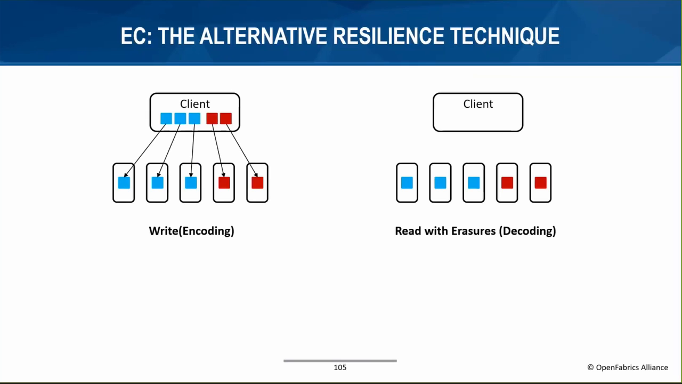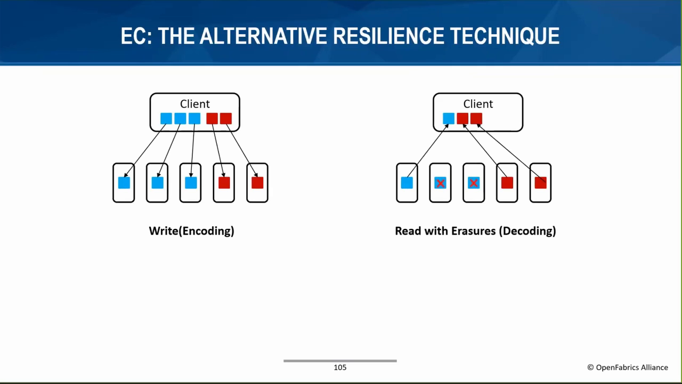So this is typically how write works during the encoding stage. Now if you look at the read, if the client notices that there is data corruption, it will fetch the survived data and the parity chunks, and decode them to recover the original data chunks.